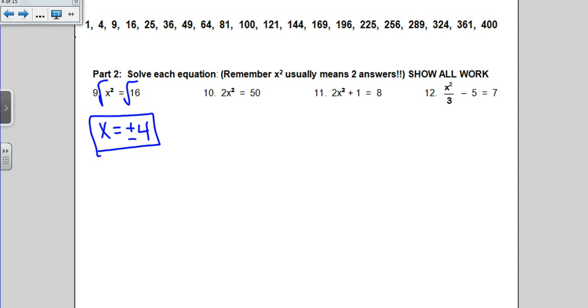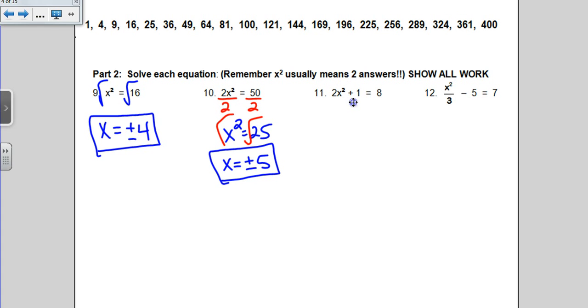When I get to number 10, before I start square rooting, I have to get rid of our coefficient of 2. So I'm going to divide both sides by 2, leaving us with x squared equals 25. And then when you square root both sides, you're going to have to give me both answers. X equals plus and minus 5. And that's only true for solving an equation with a square root or any even root.